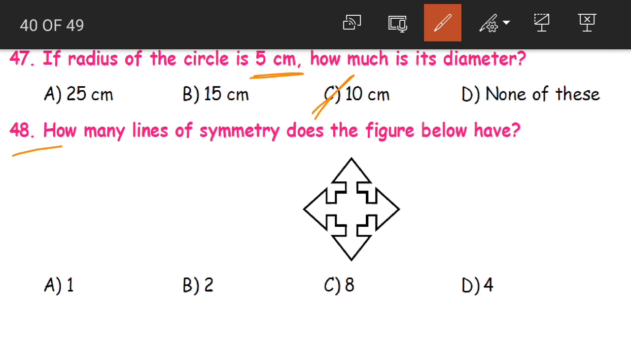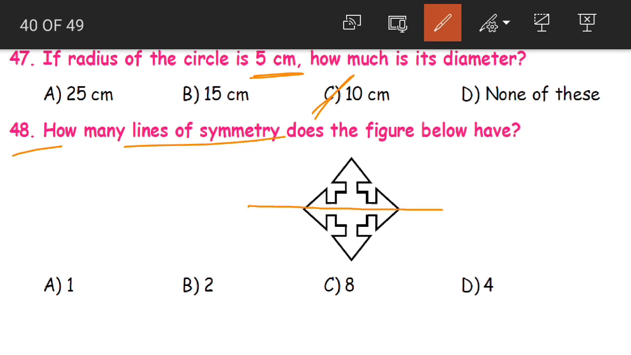How many lines of symmetry does the figure given below have? Now what should we find out? We need to find out the lines of symmetry for the given figure. What is the line of symmetry? Line of symmetry is a line that divides the given figure into two identical halves. Into what? Into two identical halves. Yes. Now for the given figure, we can draw this as a line of symmetry.